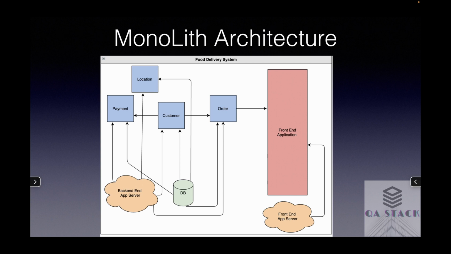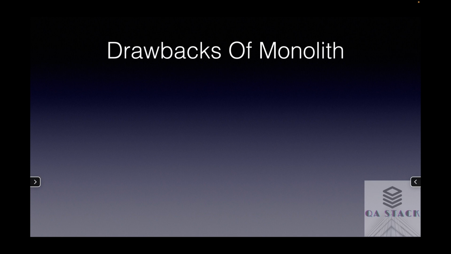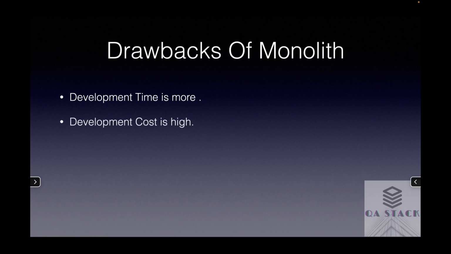Now, this kind of architecture has some drawbacks. So let's discuss what are those drawbacks. First drawback is that it's a very complex architecture. As the application grows bigger, so grows the complexity of the system, and hence it takes more time to develop new features. Second one is development cost is very high.